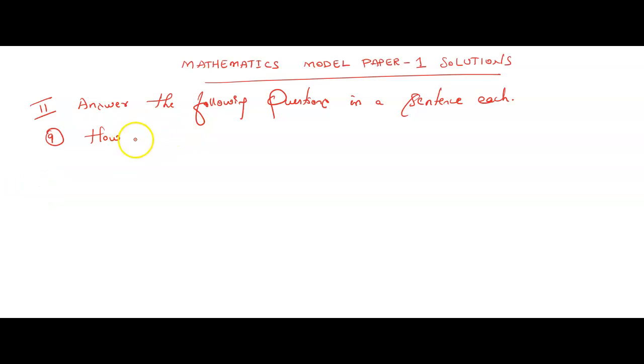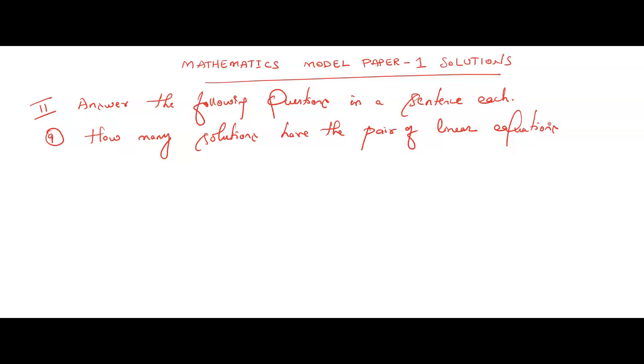See children, in question number 9, they have asked how many solutions the pair of linear equations have. They have given two equations: 2x plus 3y minus 9 is equal to 0 and 4x plus 6y minus 18 is equal to 0. Here the question is how many solutions.